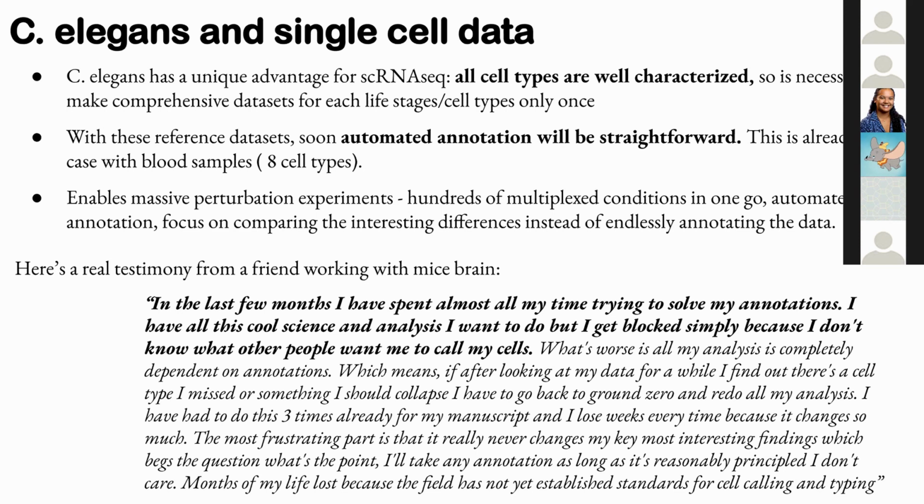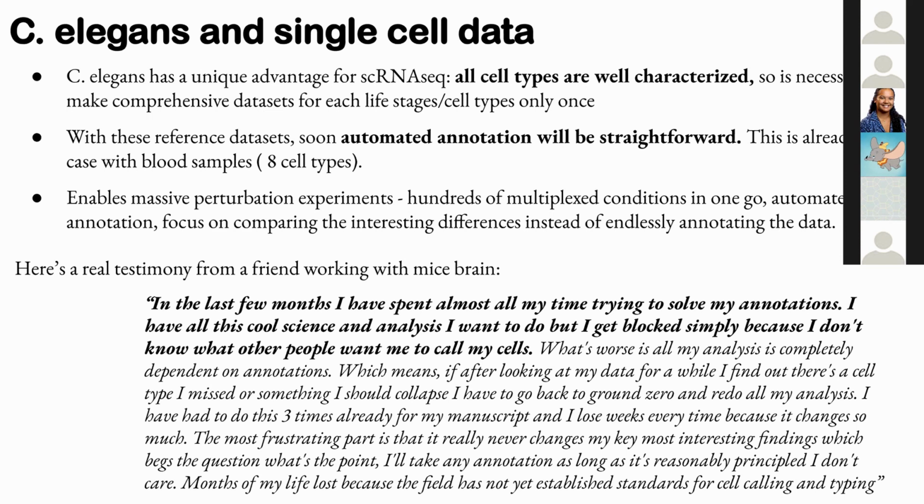And to drive this point home, this is really, really important. Annotation is a huge pain in the butt that nobody likes, but everybody has to do. Here's a testimony of a friend that has been working with a new brain data set. They have more glial cells than any other reference data set out there. He's been spending months annotating and re-annotating the data because it's hard, because there's not a lot of consensus on what defines a cell type.